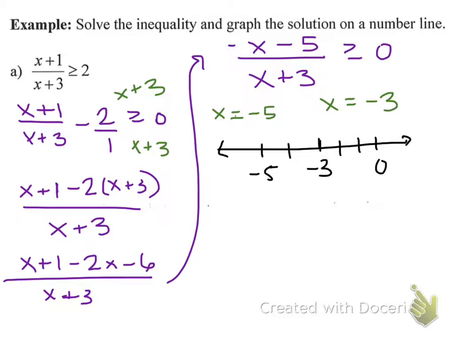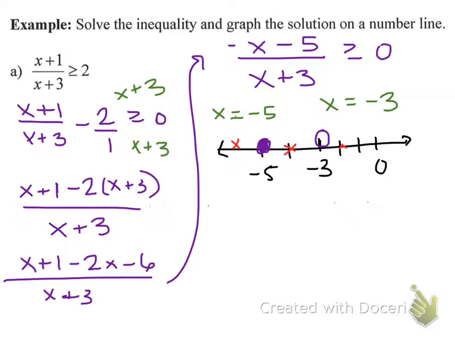All right, so as far as what we discussed, the negative 3 has to be an open dot because I can never divide by 0. If I use the negative 3, my answer would be undefined. So that's why I can never use it. However, because there's an equal to, the negative 5 solution will be a closed dot. So now I've created 3 regions to test. So we'll check negative 6, negative 4, and negative 2.